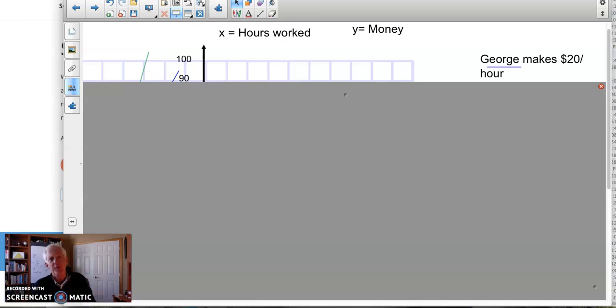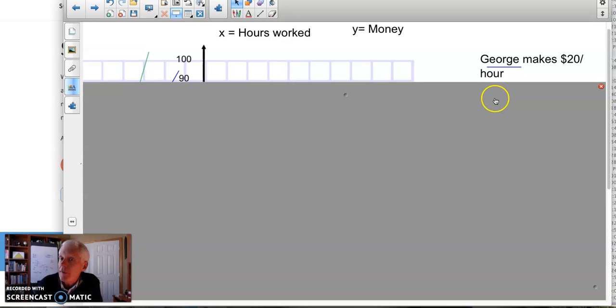Here's our family. It's a family of the future. We have the dad. His name is George. George has a job. He makes $20 an hour. Now we're going to give some of these topics letters. So the amount of money George makes, we're going to call Y. And the amount of hours he works, we're going to call X. So George makes 20 bucks an hour.